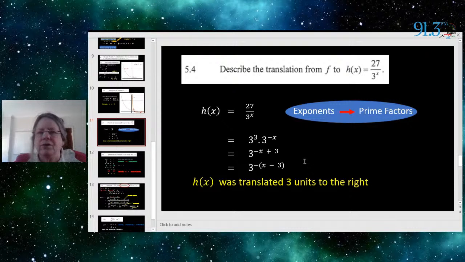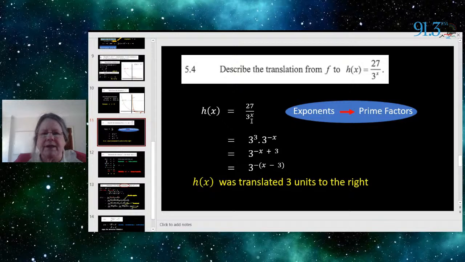So what we need to do, if we want to know how it was translated or moved, we need to get this into the standard format of an exponential function. So let's start with it. h(x) equals 27 over 3 to the power x. And I'm stressing here, it's exponents, so we use prime factors.